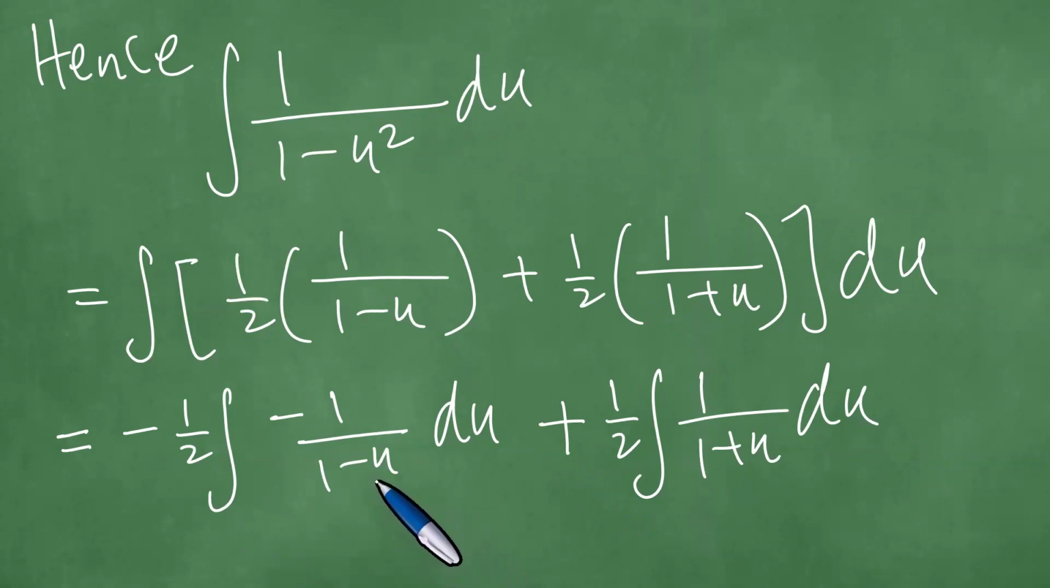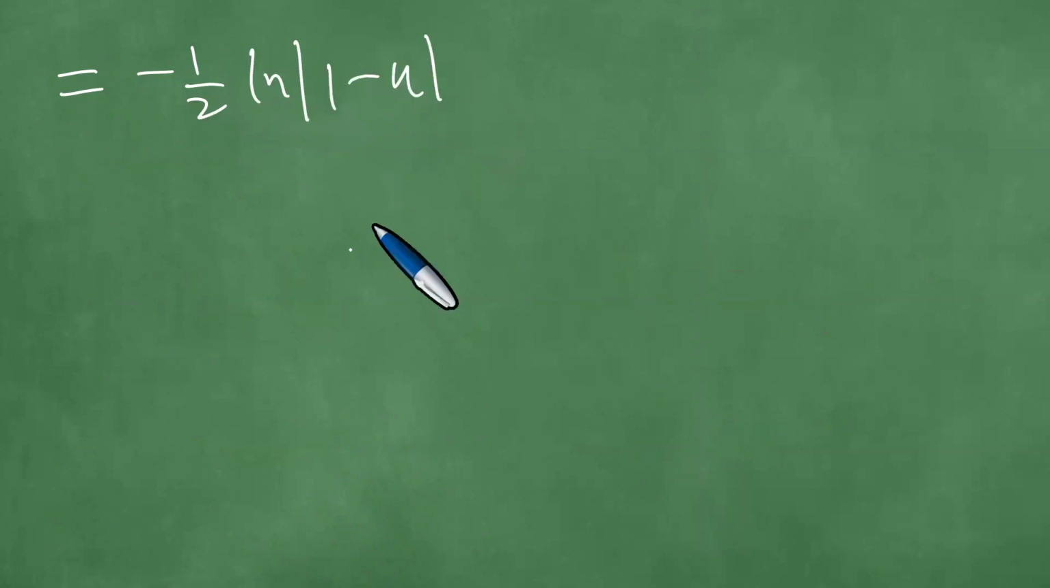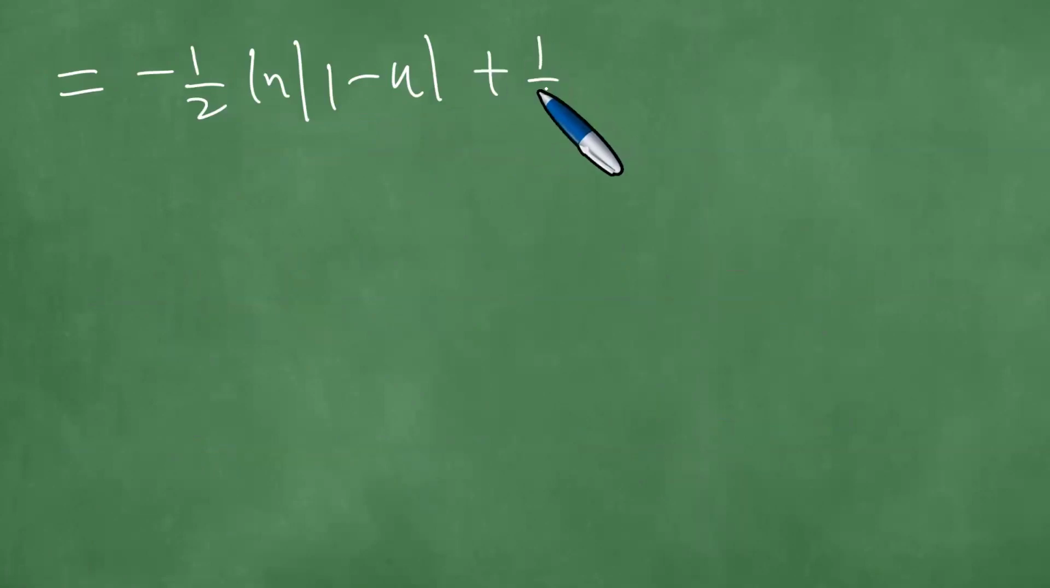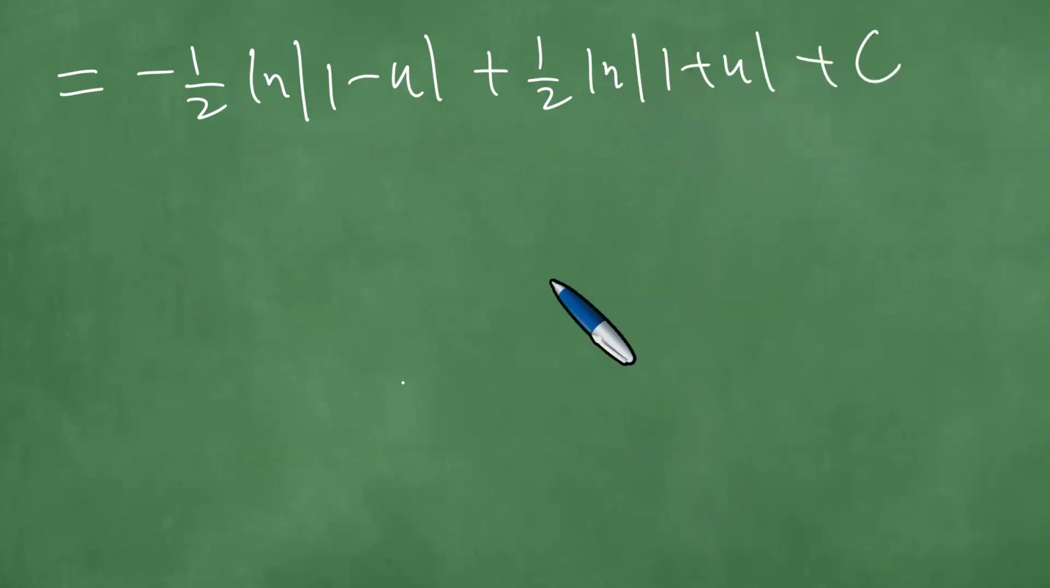Now the derivative of the bottom is -1. The derivative of u plus 1 is just 1. And in mathematics, if the derivative of the denominator is the numerator, then the integral is the natural log, meaning we have the following: -1/2 times the natural log of 1 minus u plus 1/2 times the natural log of 1 plus u plus c.